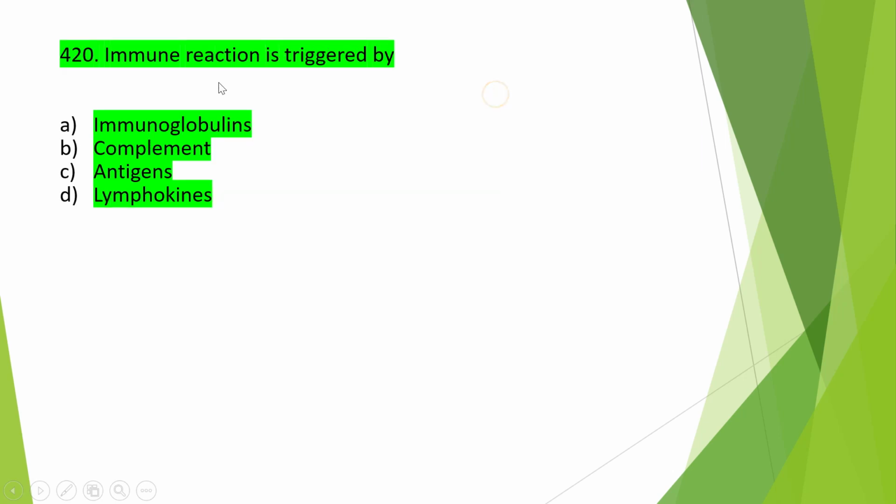Okay, next is: immune reaction is triggered by immunoglobulins, complement, antigens, or lymphokines, and the right one is option C, antigens. So immune reaction is triggered by antigens.